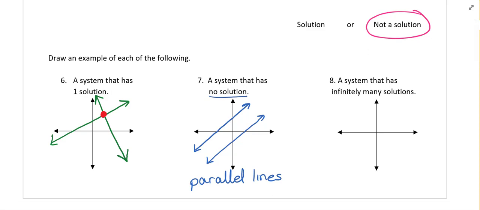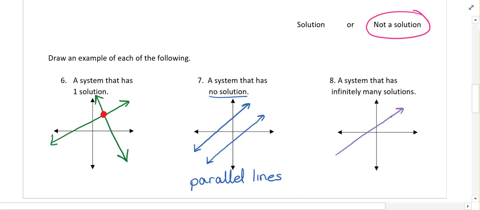This one's kind of tricky, but we learned a bunch of different forms in our last unit. We learned point-slope form, we learned slope-intercept form, we learned standard form. And we had a couple questions that asked, are these two equations equivalent? And we had to maybe simplify one, change one into slope-intercept form, and see whether or not they were actually the same equation. When they are the same equation, that is when we would have infinitely many solutions.